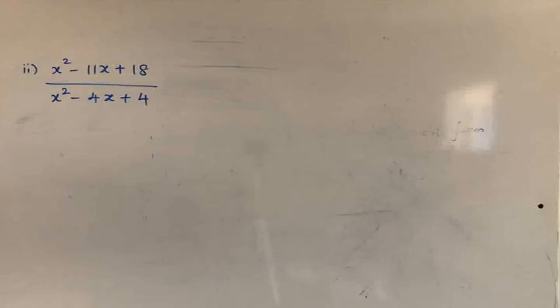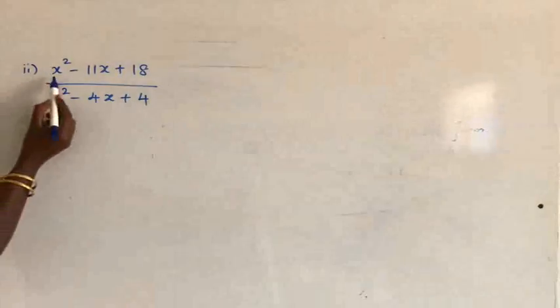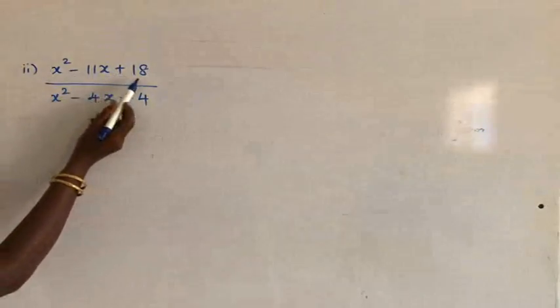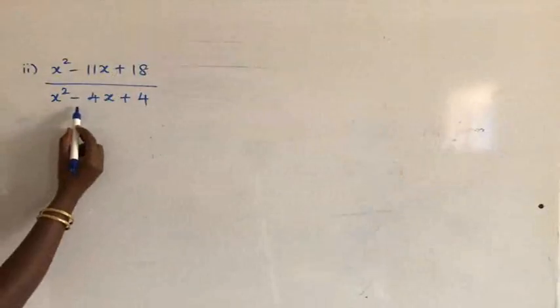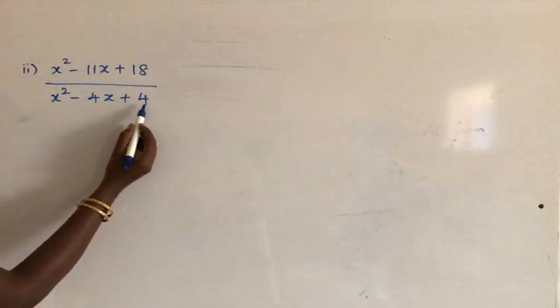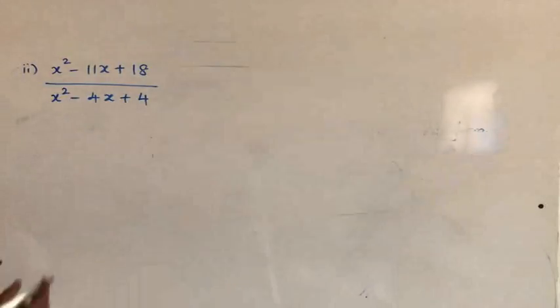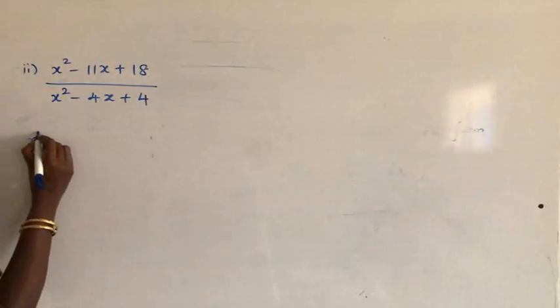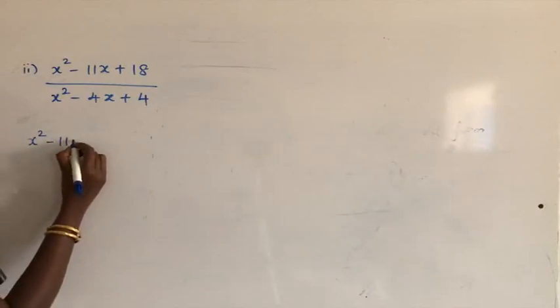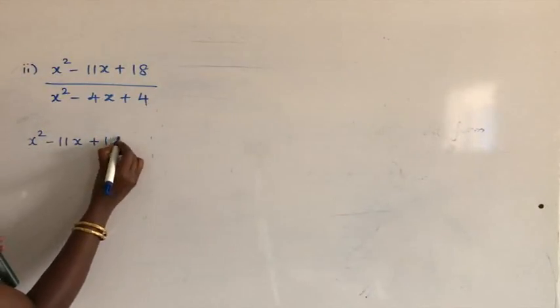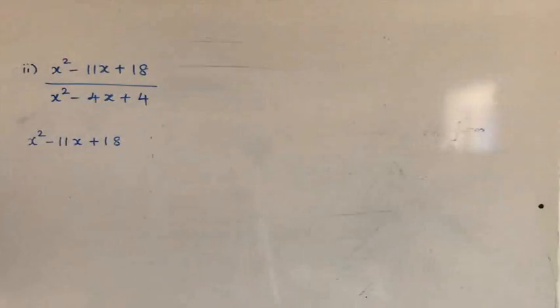We have completed our first subpart from sum number 1. Now, let's go for the second subpart. That is x square minus 11x plus 18 upon x square minus 4x plus 4. Again here, the same thing is, we are going to reduce this to its lowest form. So now let's consider the numerator part. What is the numerator part over here? x square minus 11x plus 18. Now we are going to factorize this.